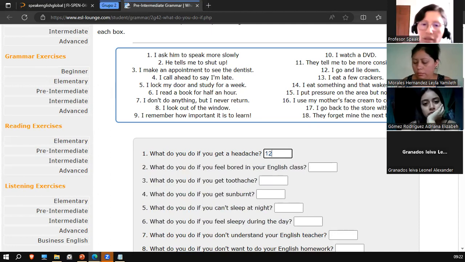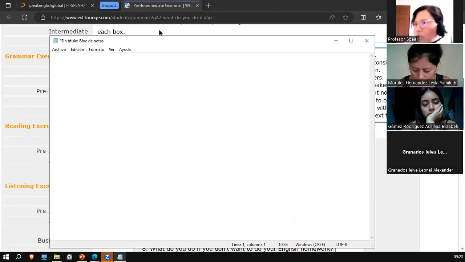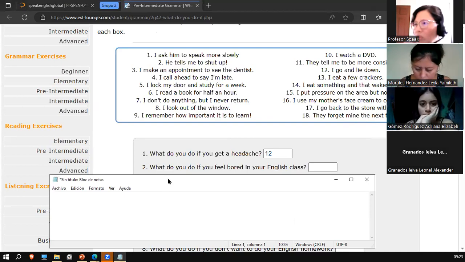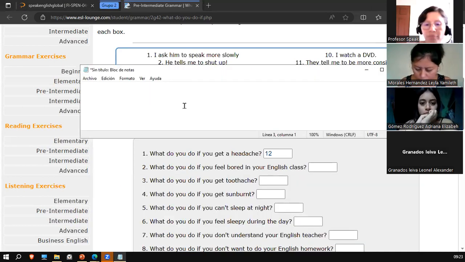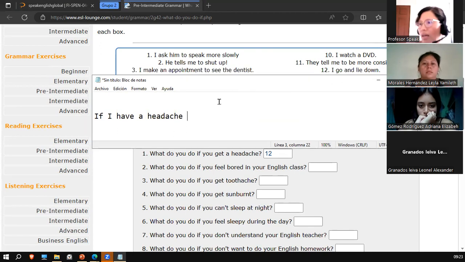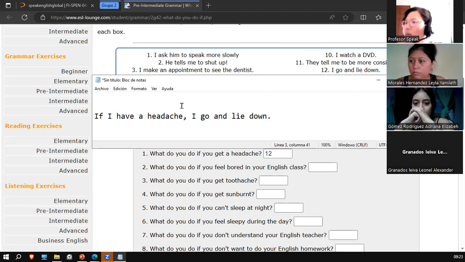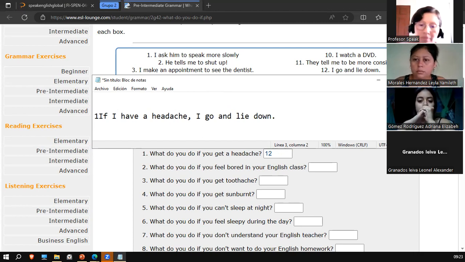Entonces la oración nos quedaría así. Vamos a ir borrando todo esto acá y vamos a armar esas oraciones. Entonces la oración nos quedaría: If I have a headache, ¿verdad? I go and lie down. Ya cero, acostarse, ¿verdad? This is number 1, okay?